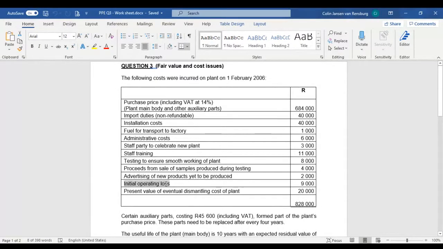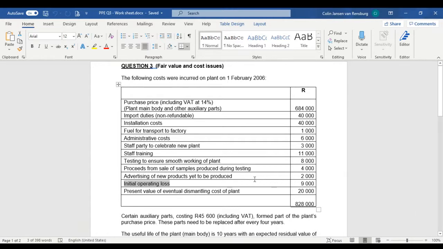Then we've got this little item here, initial operating loss. That is a loss, so that is not a cost, right? What it basically means is that initially you didn't have enough demand for the product because not many people knew about it. So you were running at a loss. You didn't generate as much income from it as your running expenses, but that is a result of the operations, right? So it's not actually a cost, so that doesn't even get considered as part of the cost of the asset, because it's a result of income and expenses.